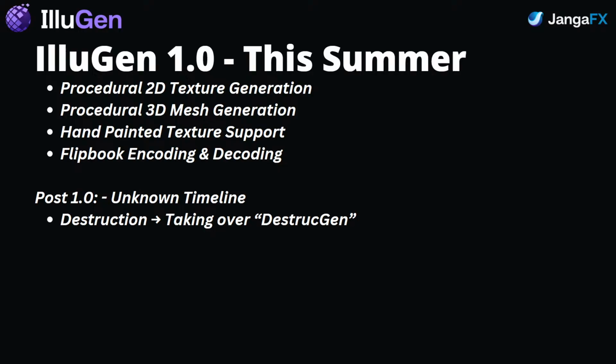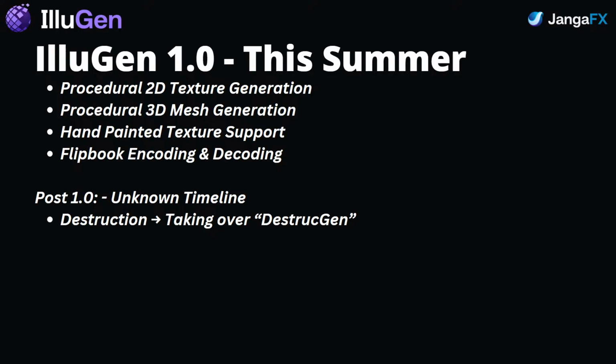Okay, so we want to make sure that you can do any procedural texture that you could possibly want inside of illuGen. We want to do procedural 3D mesh generation. So if you have sword swipes, or an impact crater, or some weird, spherically distorted mesh for a shield or something like that, you will be able to do it here. Now, I have a lot of examples to come as well, in some of the next slides, but we also want to do hand-painted texture support.